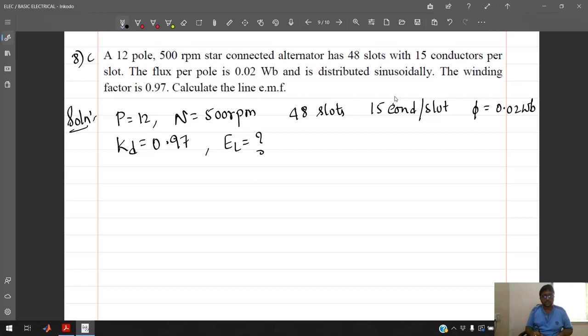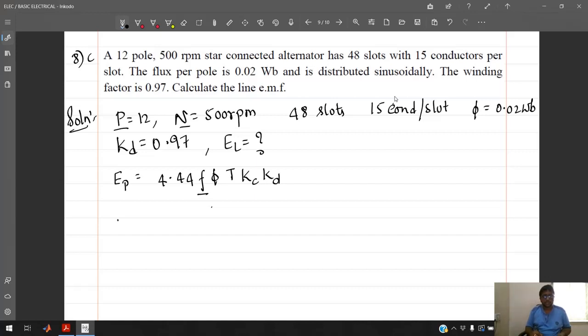Okay, so what is the formula to calculate the phase EMF? Ep is equal to, you know that it is 4.44. For an alternator it is 4.44 f φ T Kc and Kd. The EMF is decreasing because of these two factors. Now you don't know what is the frequency, but you know what is the speed and the number of poles.